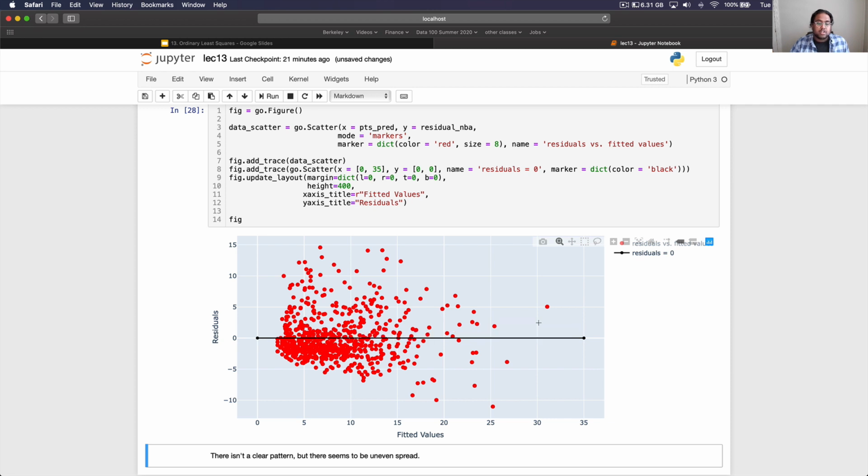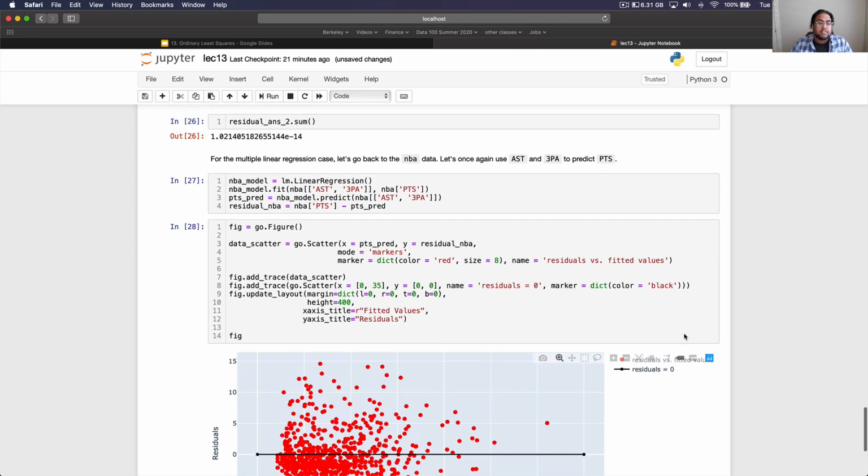When our fitted values are relatively small, like less than 15, most of the residuals are very closely clustered around 0. But as we increase the size of our fitted value, like with fitted values 20 or 25 or 30, the residuals seem to vary a lot more. And so this is what I was referring to earlier by uneven spread of residuals. The residuals over here are not as closely clustered to the line as the residuals over here.